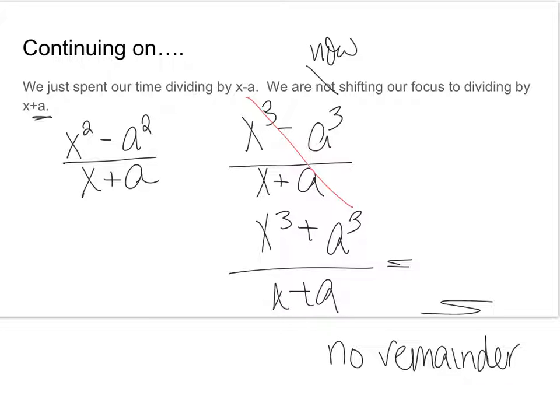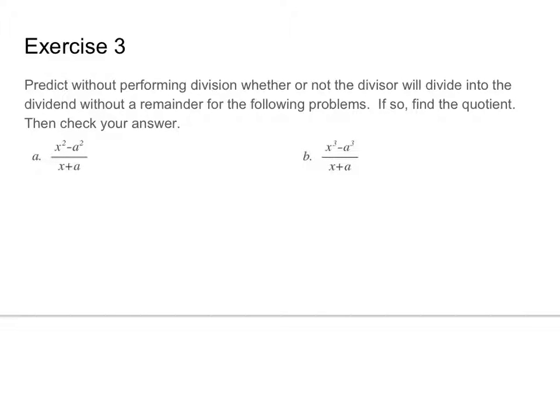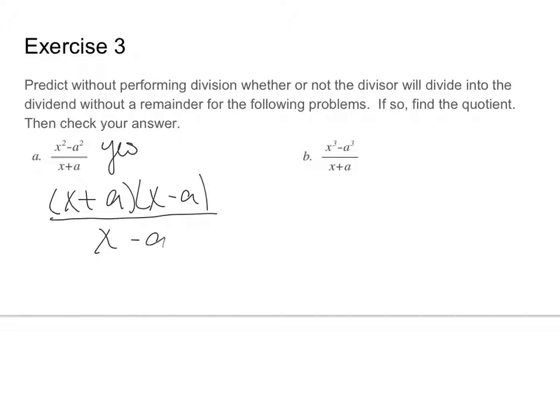I said that the difference of cubes divided by x plus a doesn't work. So let's go back forward. Predict without performing division whether or not the divisor will divide into the dividend without a remainder for the following problems. If so, find the quotient, then check your answer. So I just said if you have the difference of squares and you're dividing by x plus a, that yes, it will work. Okay, I'm going to factor and divide. And I'm left with an answer and no remainder. Okay?